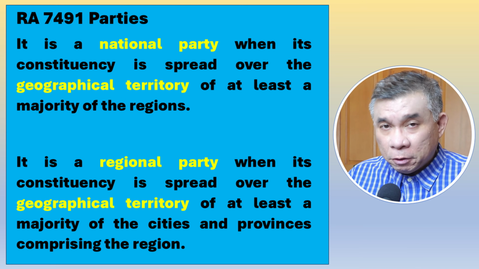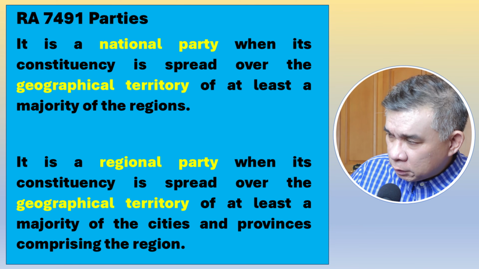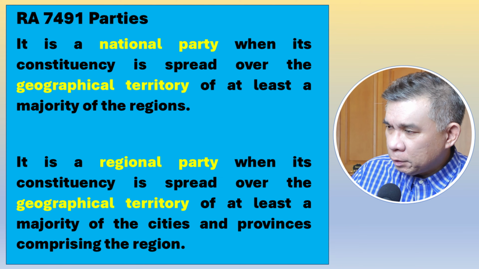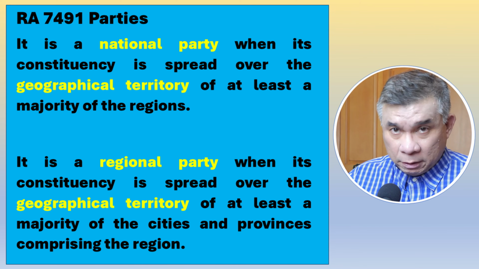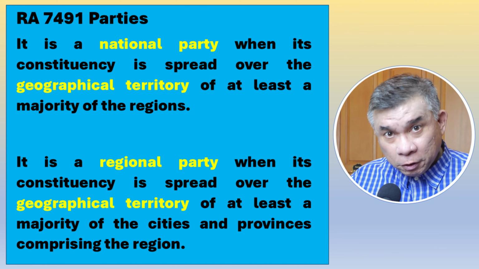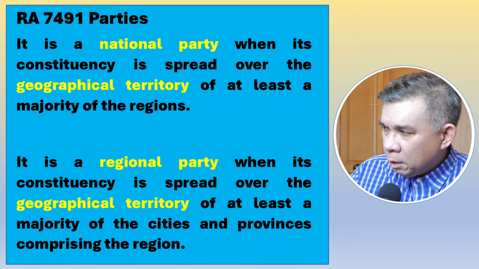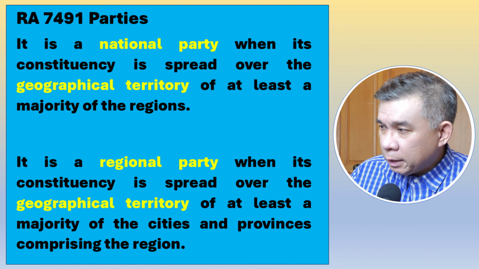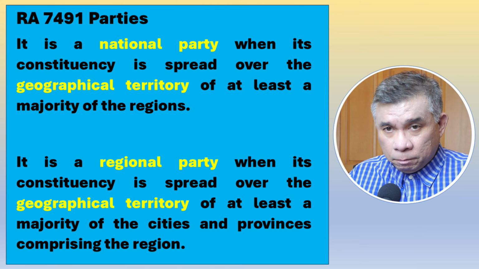First, we have a national party. A national party is something where its constituency is spread over the geographical territory of at least the majority of the regions. Okay? A regional party, therefore, is when its constituency is spread over the geographical territory of at least a majority of the cities and provinces comprising the region. Okay?